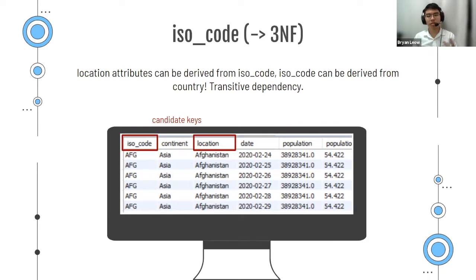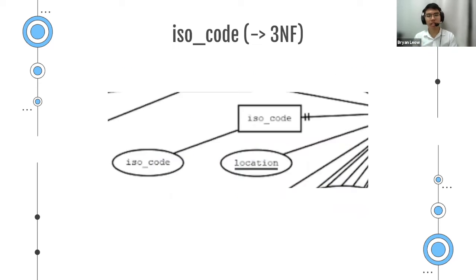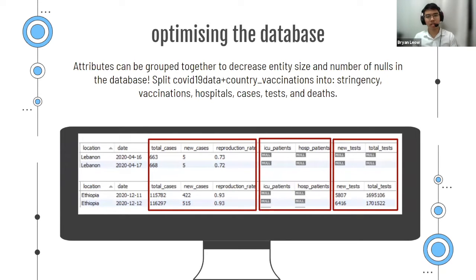With the second normal form achieved, we also observe that ISO code and country are both candidate keys. Location attributes can be derived from ISO code, and ISO code can be derived from country. This creates a transitive dependency and hence requires us to separate ISO code and country by creating a new ISO code entity as shown. Lastly, due to the nature of data collection, certain attributes can be grouped together to decrease entity size and reduce the number of nulls in the database. We hence split COVID-19 data and country vaccinations into the following entities: stringency, vaccinations, hospitals, cases, tests, and deaths.